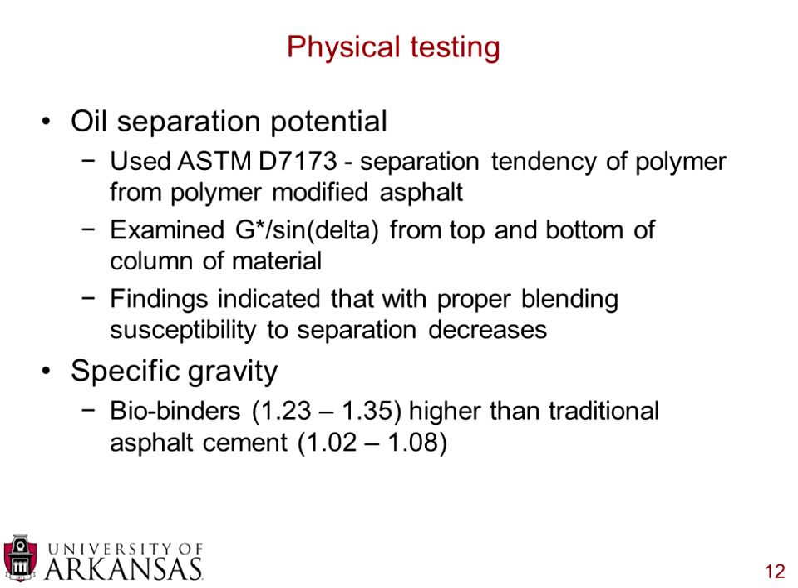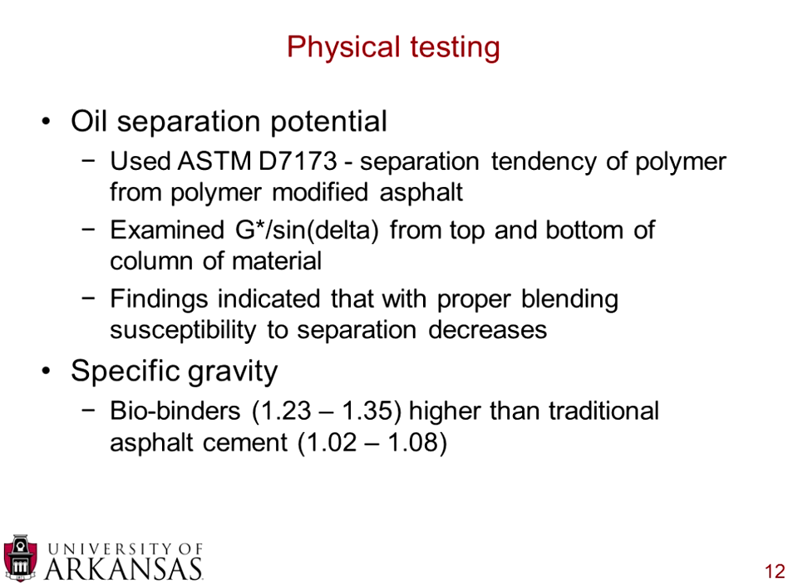If you're having segregation in the tank and you start pumping out of the tank, then you're going to have a different material as you go through that tank. So the oil separation is critical, and they used ASTM D7173, and this is originally a test to look at the separation tendency of polymer from polymer modified asphalt. Very similar concerns. If you have a polymer modified asphalt and the polymer settles to the bottom of the tank, then you're going to be pulling out highly polymer modified binder at the very beginning, and as you go through that tank, you'll have lower and lower polymer levels. So it's very critical to have non-separated material.